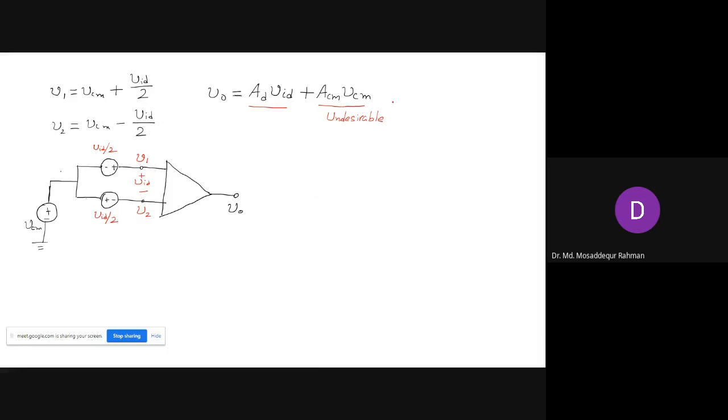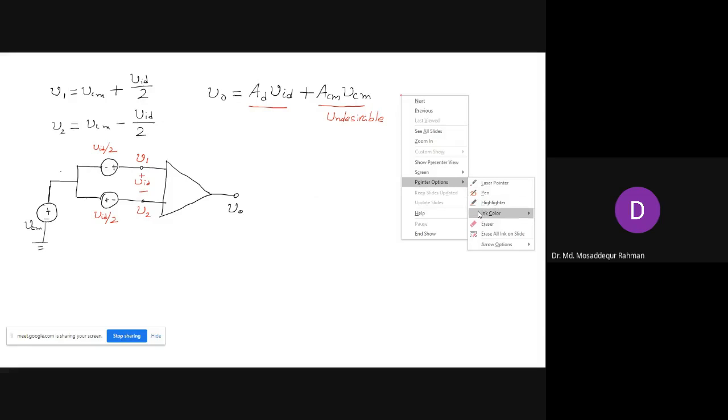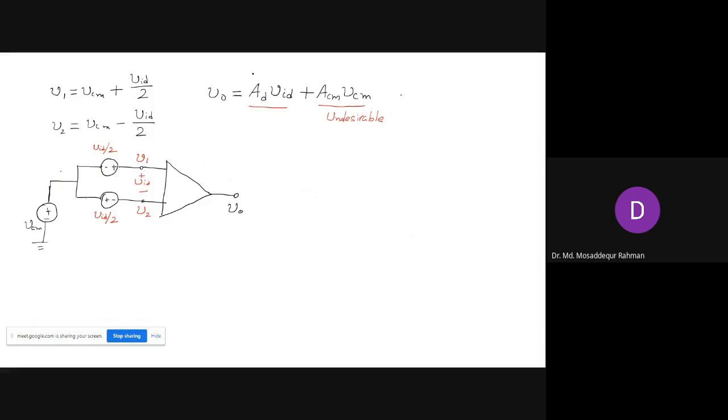So for the ideal differential amplifier, if the differential amplifier is ideal, in that case the ideal differential amplifier should amplify only the differential voltage. It should not amplify the common mode voltage, right? So for an ideal differential amplifier, the common mode gain ACM should be 0.